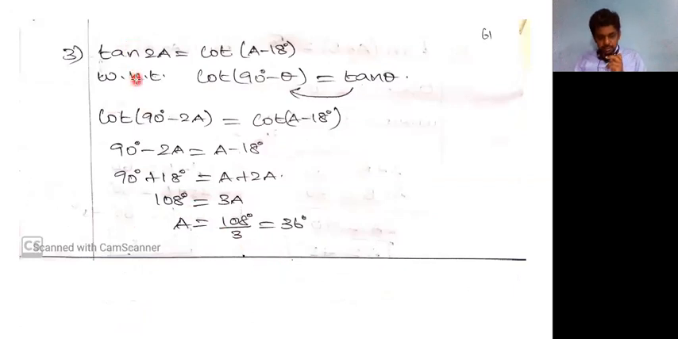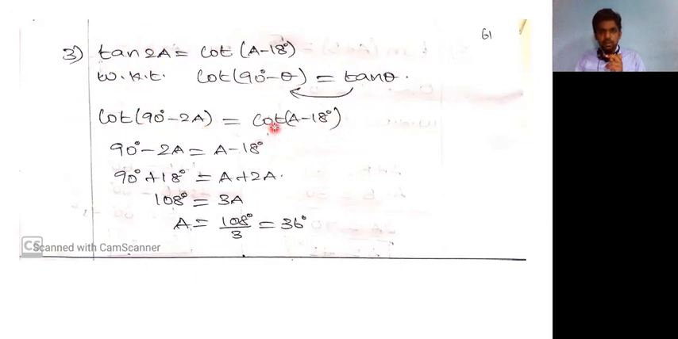So third question: if tan 2A is equal to cot(A − 18°), where 2A is the acute angle, find the value of A. We know that cot(90 − θ) is equal to tan θ, so we can replace tan θ by cot(90 − θ) because both are the same. So I'm writing tan 2A as cot(90 − 2A). Therefore, cot(90 − 2A) is equal to cot(A − 18), which is from the question.